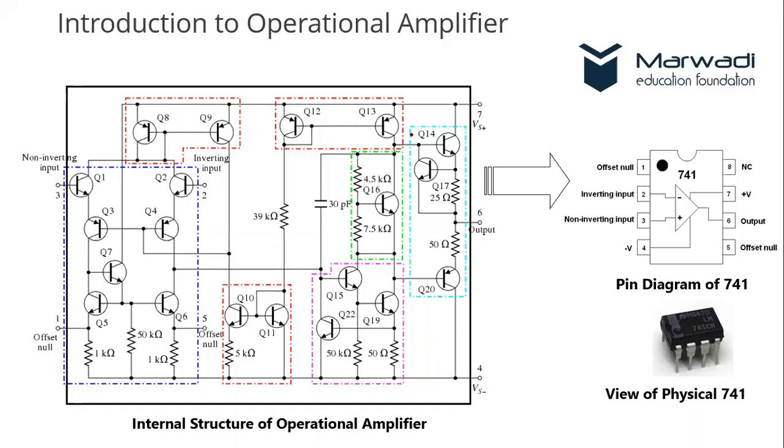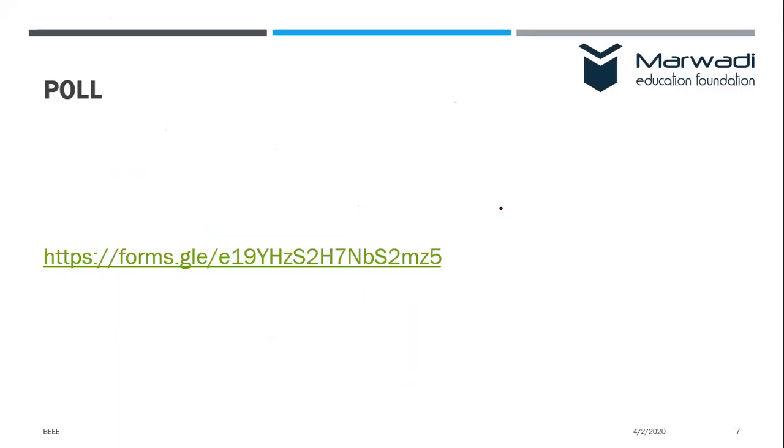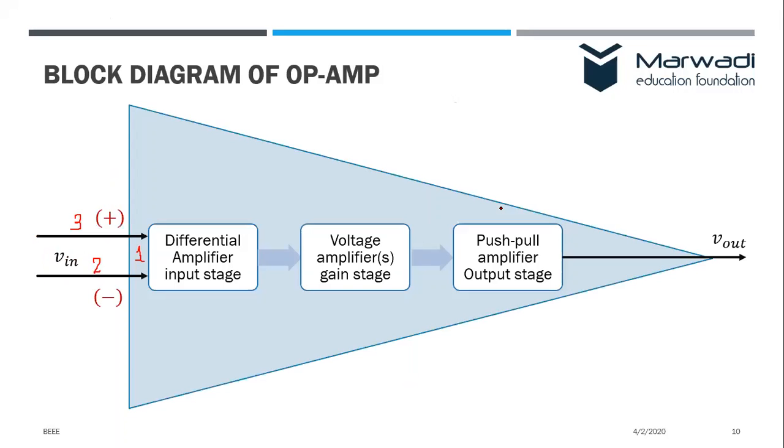And then this cyan block, this is the push-pull amplifier, right? So basically this is a circuit, and this circuit is divided into blocks. So that's why we study about the block diagram. Okay, I hope this is clear to you.